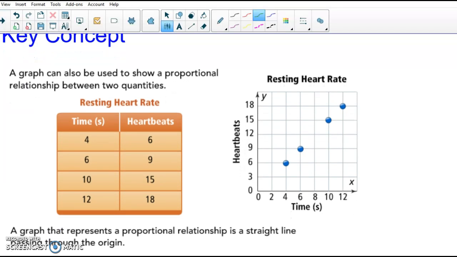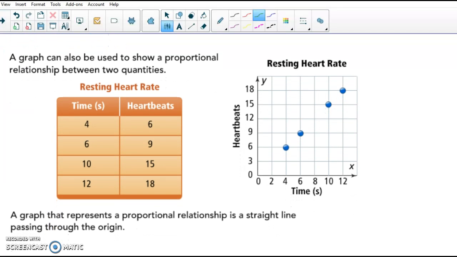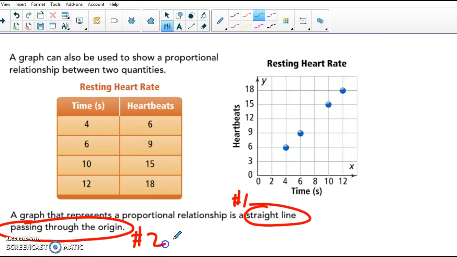Now what we're going to look at is graphs. A graph can also be used to show a proportional relationship between two quantities. And when it does, there's two things to remember. The first one is that it always makes a straight line. The second thing is that it has to pass through the origin.